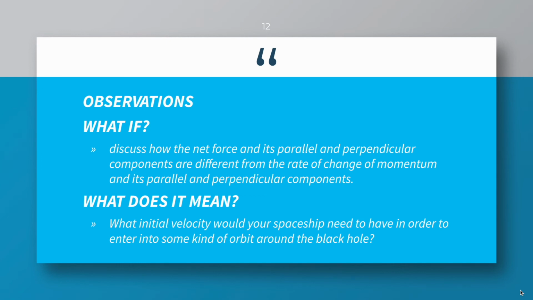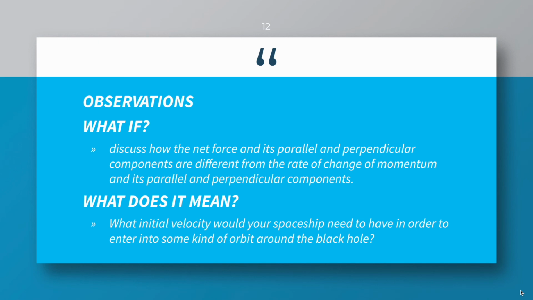We do know that F net is equal to change in momentum over change in time, which is the equation F net equals dp/dt, which is equal to mass times the change in velocity over change in time, which is equal to mass times acceleration. Hence the net force and its parallel and perpendicular components are not different at all from the rate of change of momentum and its parallel and perpendicular components.